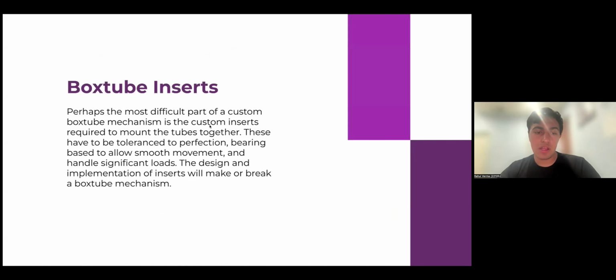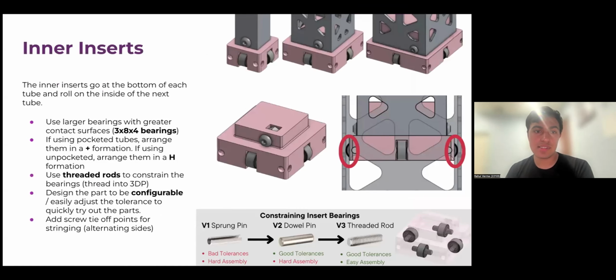Now, the next topic which I'm going to be discussing is box tube inserts. This is perhaps the most important part of box tube because it's really difficult to design good inserts that have good tolerances. If your box tube inserts break often or they're not rigid or they don't have good tolerances, your box tube is just not going to be good. There's two types of inserts in box tubes: inner inserts and outer inserts. I'll start with the inner inserts.